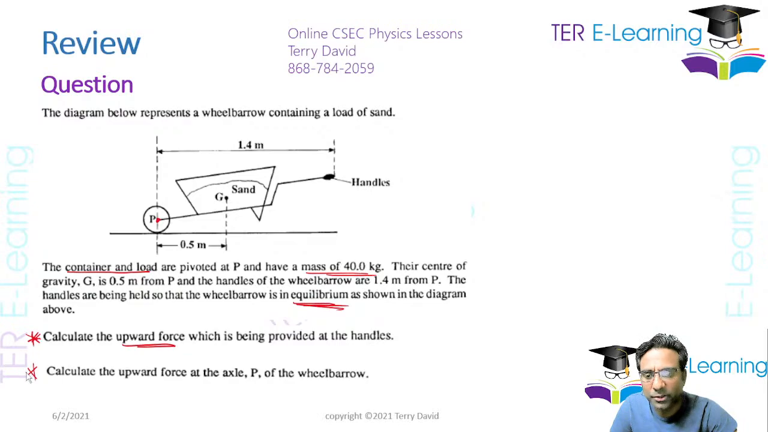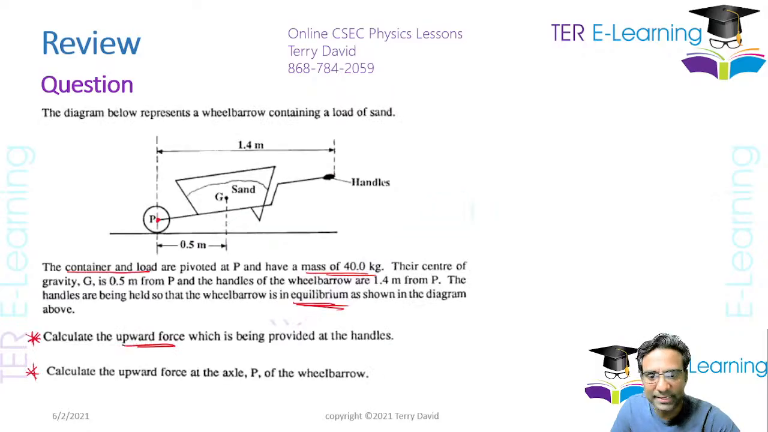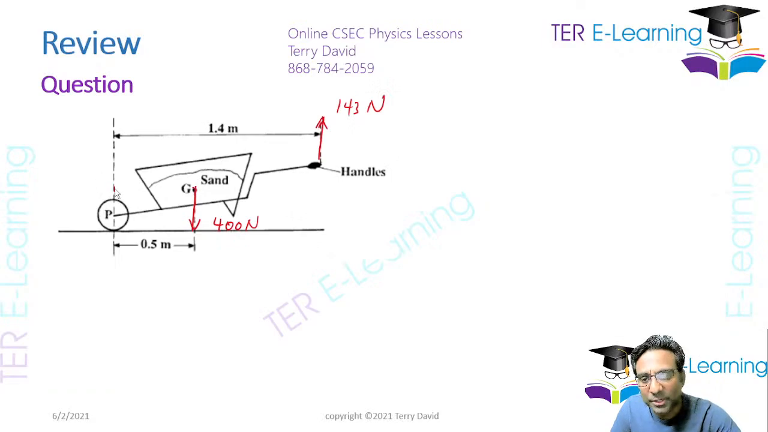The next part we need to work out now: they said calculate the upward force at the axle P of the wheelbarrow. So let's go back to our diagram again. We just worked out this force here, which was 143, so this is 143 newtons. We had this acting downwards here, which was 400 newtons. And they're telling us that we have an upward force at the axle P. I'm going to just call that force P for now. What they want us to do is figure out what that force is.